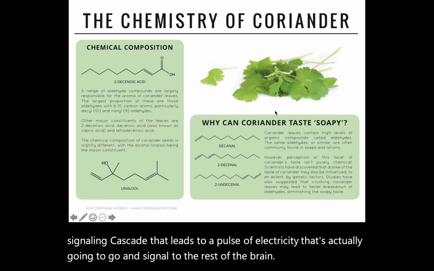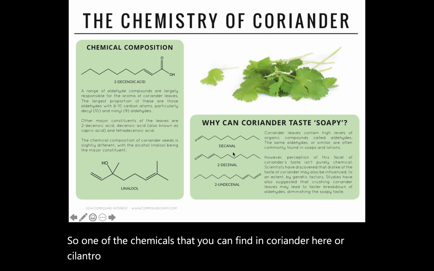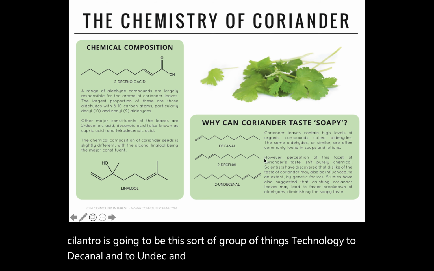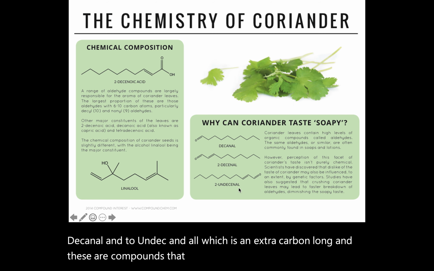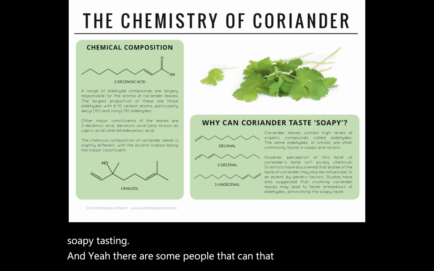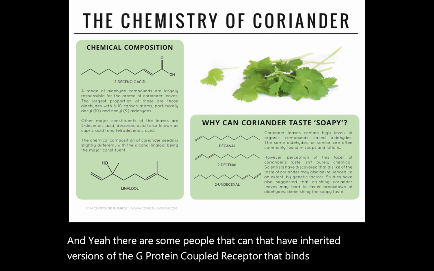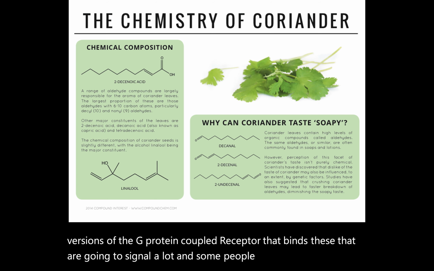One of the chemicals that you can find in coriander, or cilantro, is this group of things: decanol, 2-decanol, and 2-undecanol, which is an extra carbon long. These are compounds that we perceive as somewhat soapy tasting. And there are some people that have inherited versions of the G protein coupled receptor that binds these that signal a lot, and some people inherit versions that don't signal very much.